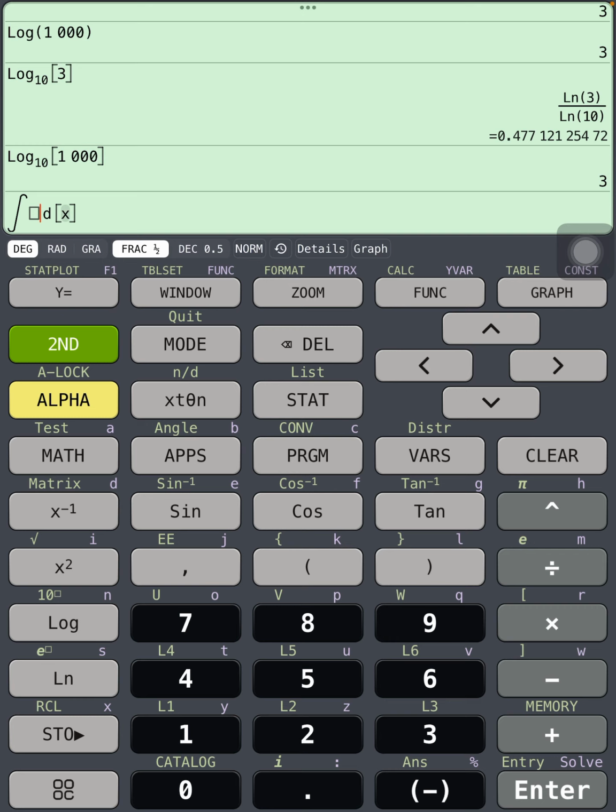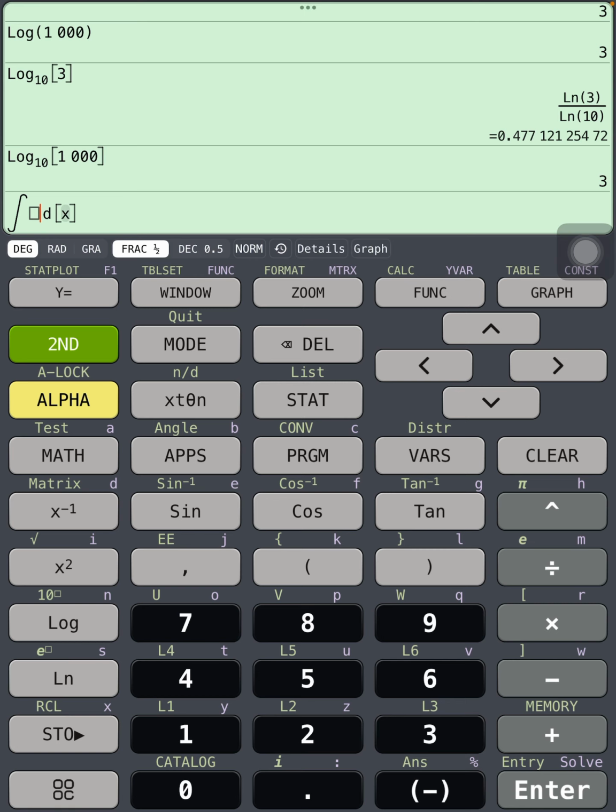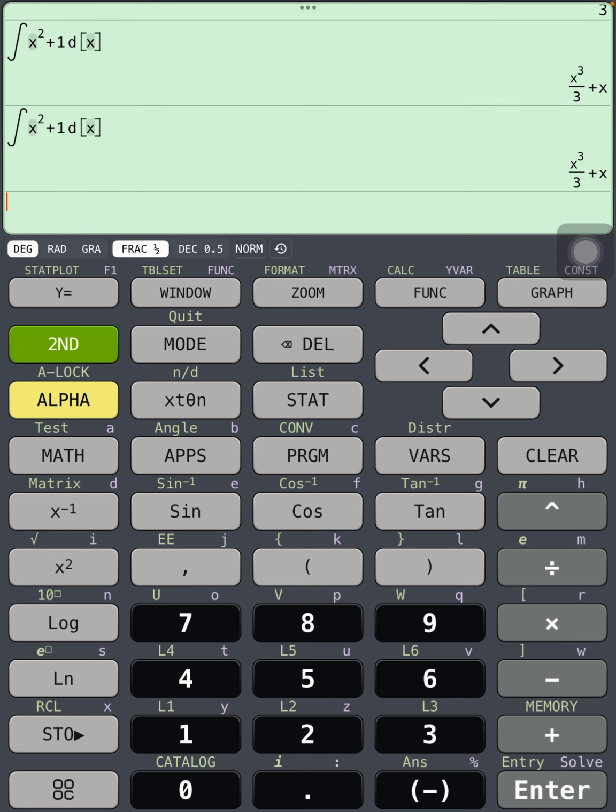So let's have a look at something like the integral from, oh, look at that, symbolic integral. Now on some TI series it won't do that for you, but let's have a quick gander and see if it does that for us. So we're going to have x squared plus 1 dx, press enter, and in fact, it does do the indefinite integral.